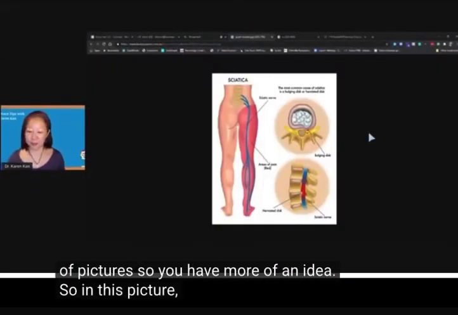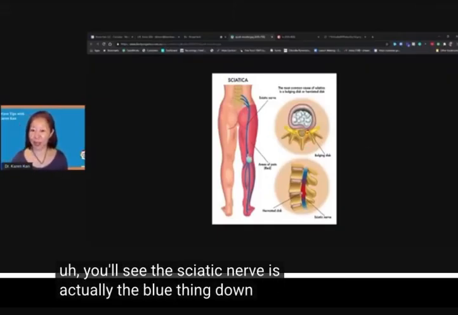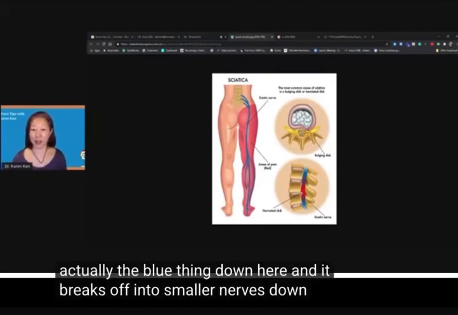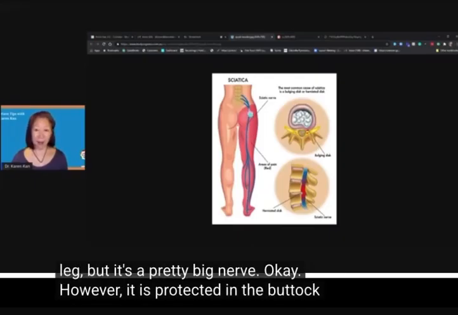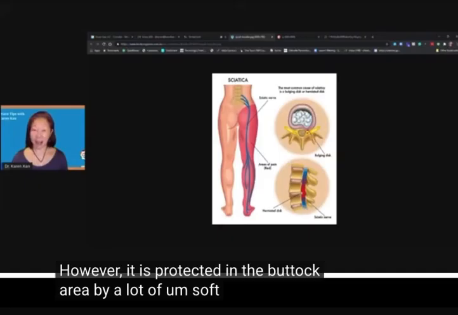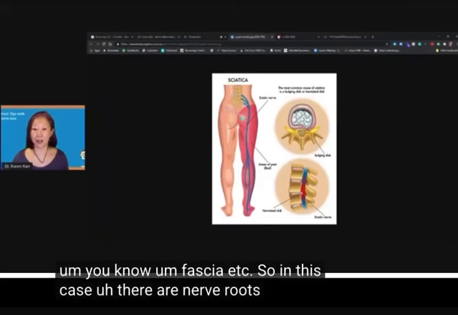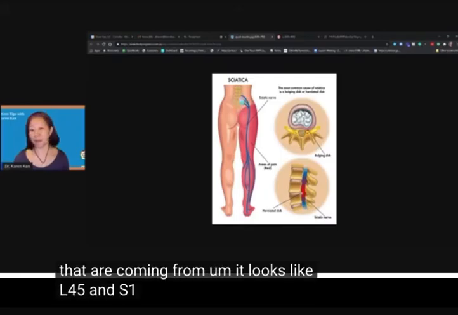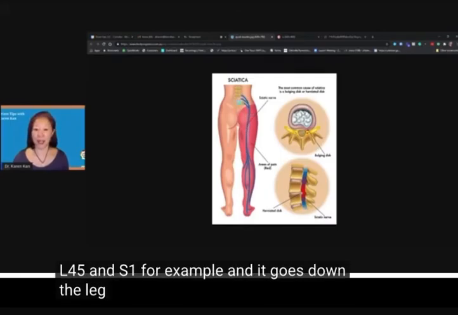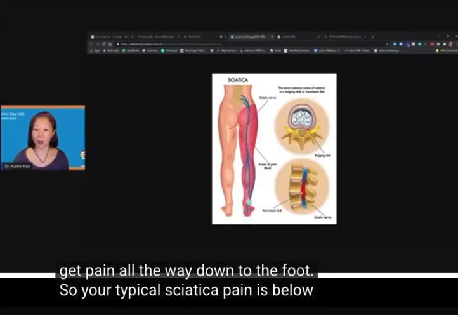So in this picture, you'll see the sciatic nerve is actually the blue thing down here, and it breaks off into smaller nerves down the leg, but it's a pretty big nerve, okay? However, it is protected in the buttocks area by a lot of soft tissue, muscles, fascia, etc. So in this case, there are nerve roots up here that are coming from, it looks like L4, 5, and S1, for example, and it goes down the leg here, okay? And then people can get pain all the way down to the foot. So your typical sciatica pain is below the knee.